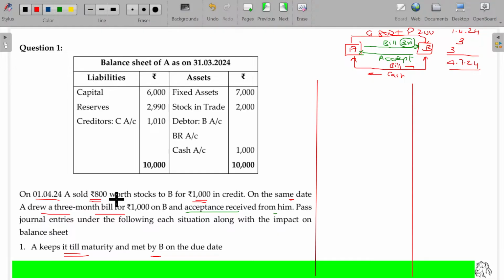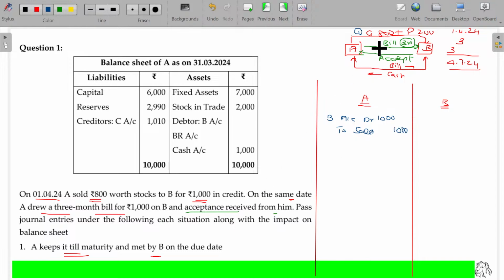Is that clear? Now you have to pass 3 journal entries in the books of A as well as in the books of B. I may pass the journal entry in the books of A as well as B parallelly to clarify the idea. Come on, tell me. What is the first journal entry for the sales? 800 rupees worth of goods sold for 1000 by adding 200 rupees profit. What is the journal entry? B account debit to sales, the value being 1000.